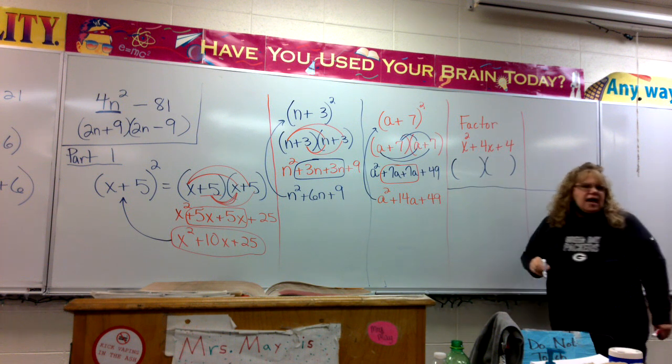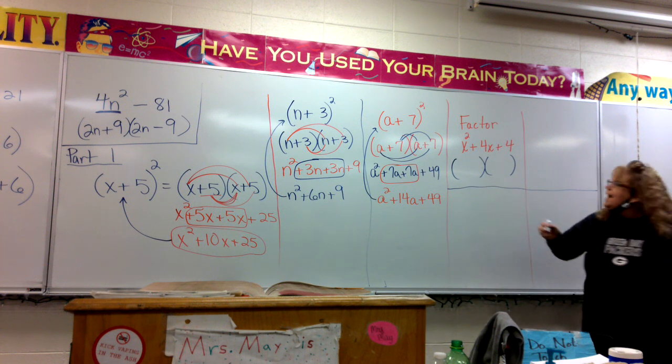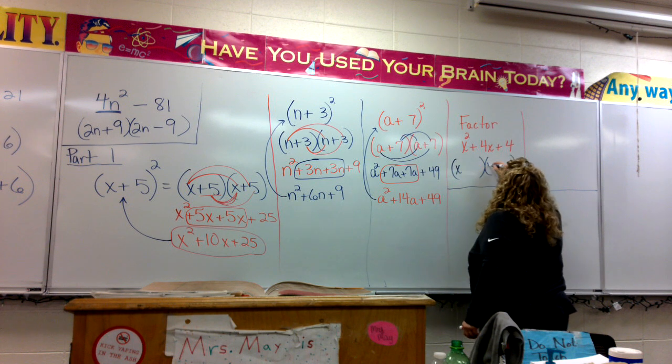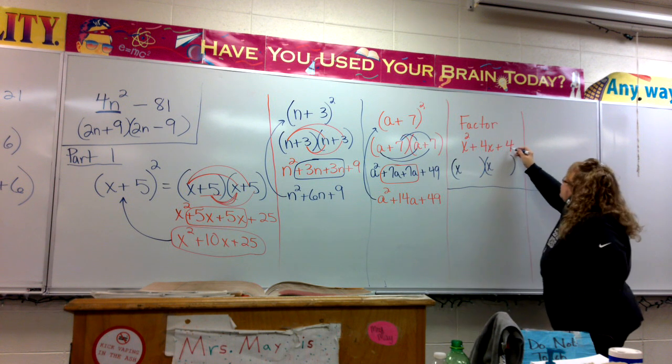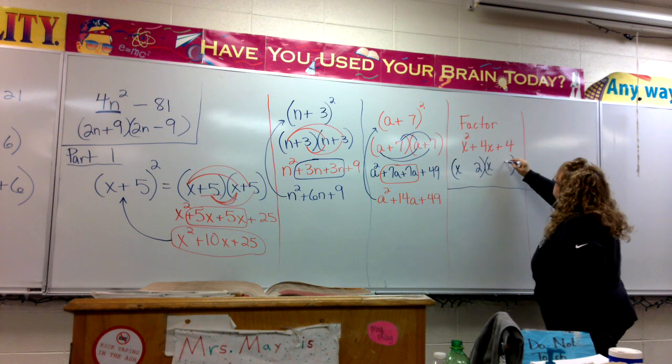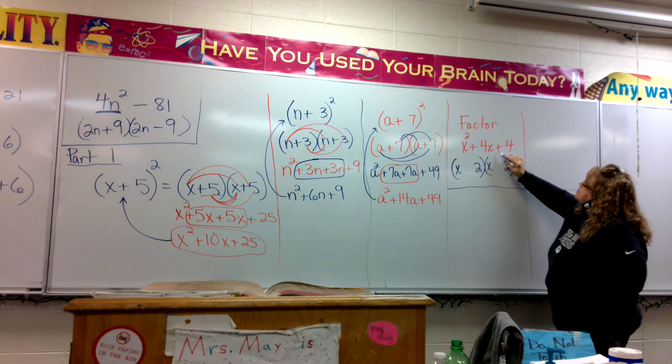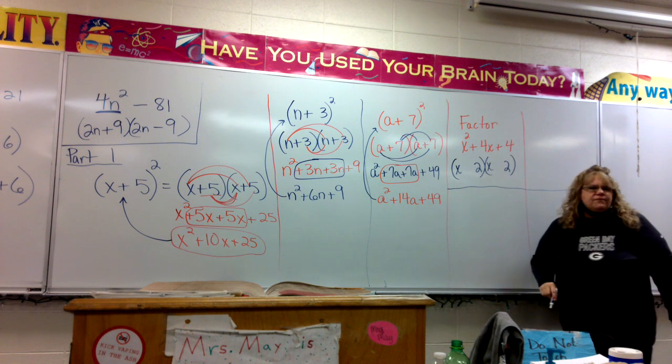What times what gives you x squared? x and x. And what times itself gives you 4? Has to be 2 and 2. And today, what do we get for signs?